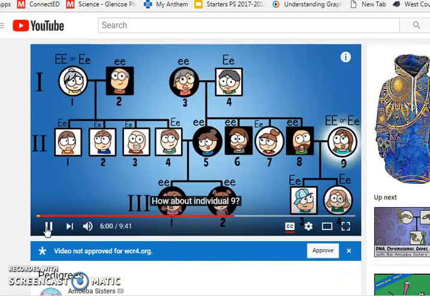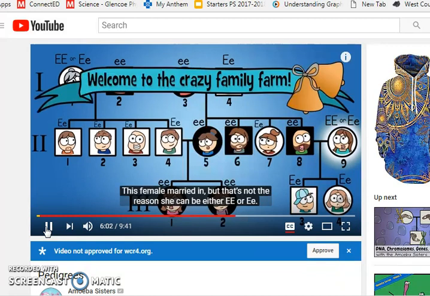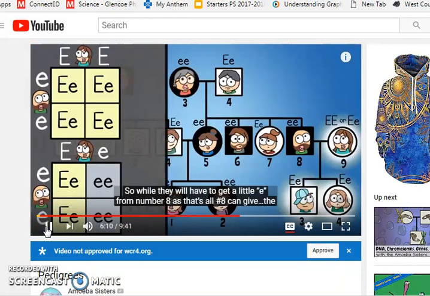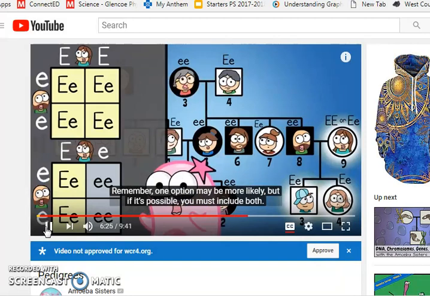How about individual 9? This female married in, but that's not the reason that she can be either big E, big E or big E, little e. If you look at the children, they aren't shaded. So while they will have to get a little e from number 8, as that's all number 8 can give, the other capital letter can be obtained from number 9 regardless of whether she's big E, big E or big E, little e. Remember, one option may be more likely, but if it's possible, you need to include both.